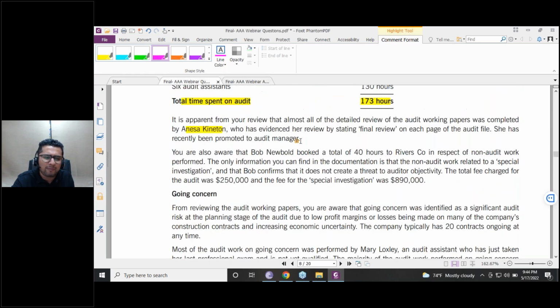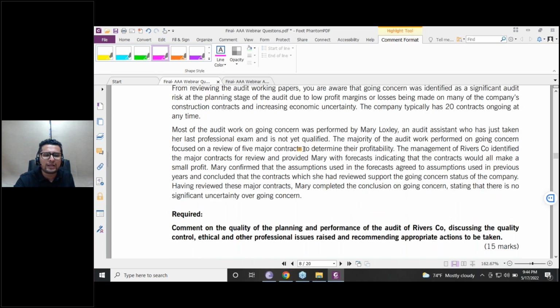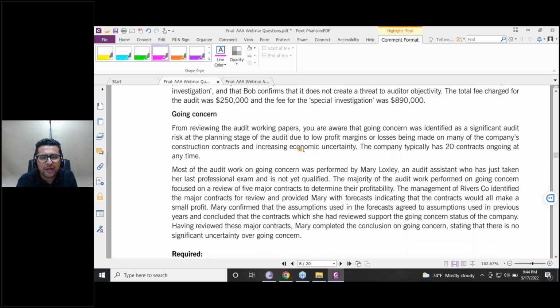Let's explore the final part of the question, which is about the going concern. From reviewing the audit working papers, you are aware that going concern was identified as a significant audit risk at the planning stage of the audit due to low profit margins or losses being made on many of the company's construction contracts and increasing economic uncertainty. So at the planning stage, we realize that going concern is a serious issue. The company has typically 20 contracts ongoing at any time. No ethical or quality control issue as of now.